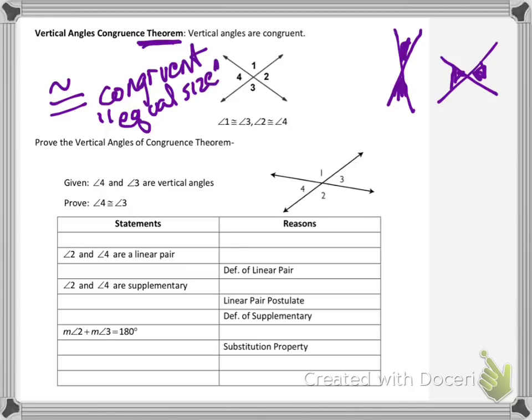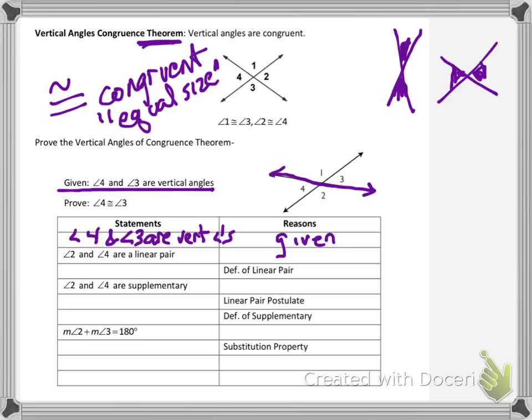Okay, so we're going to start with what we know. We're told the angles 4 and 3 are vertical angles. So I'm going to write that down. Angle 4 and angle 3 are vertical angles. And that's something we're given. In other words, it's something we were told to start with. Okay? We can tell by looking at the picture that we have a straight line here. So angles 4 and 2 are a linear pair, just by the definition of a linear pair. They make a straight line.